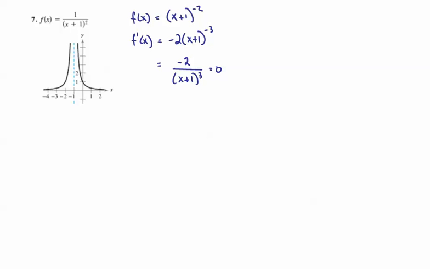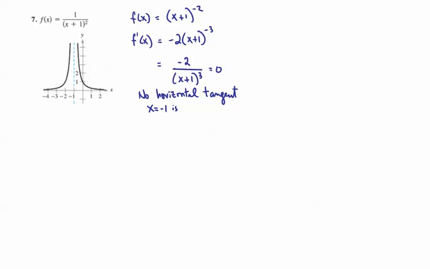A rational function is 0 when its numerator is 0. And so there is no horizontal tangent here because the derivative is never 0. But there is one point where the derivative doesn't exist.